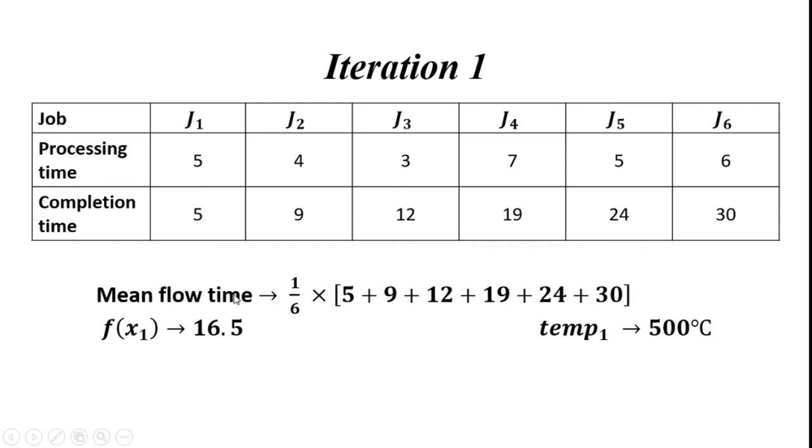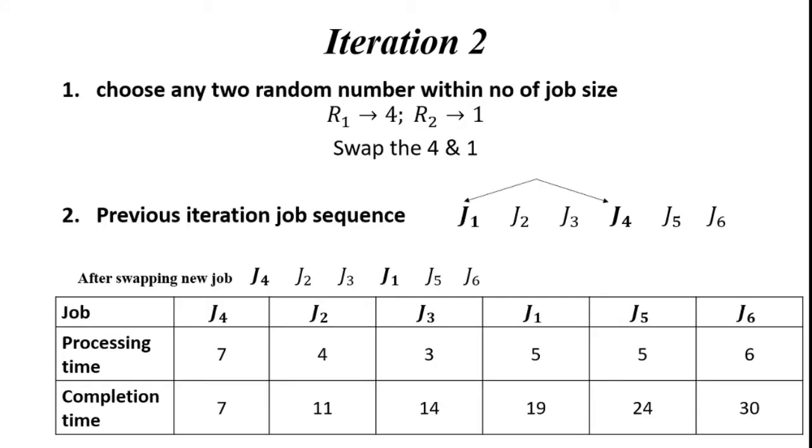So how do I identify the mean flow time? The next step is to identify the total consumption of time for completing job 6. So 1 by 6 into the sum of every completion time: 5 plus 9 plus 12 plus 19 plus 24 plus 30. From this, I get 16.5 as the mean flow time for temperature 1, 500 degrees Celsius. So iteration 1 is completed with these processes, and then iteration 2 is started. When I stop the iteration, I will tell you.